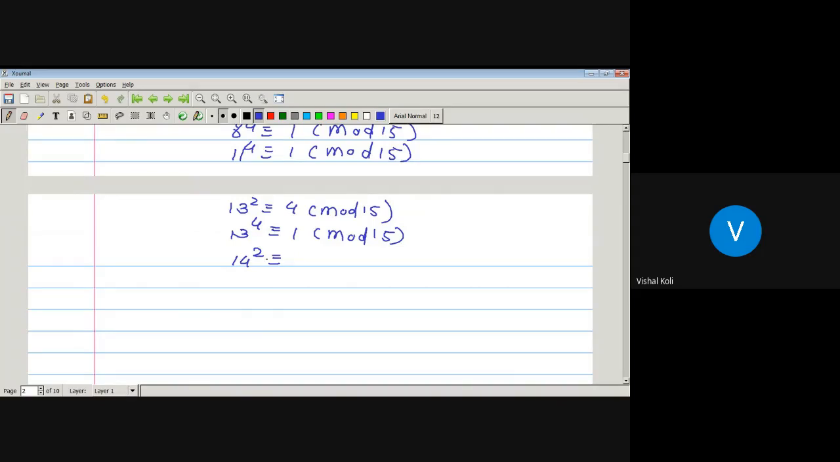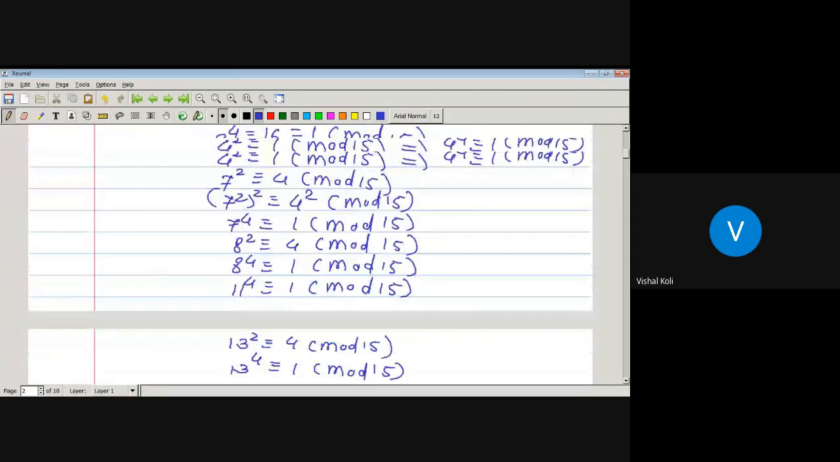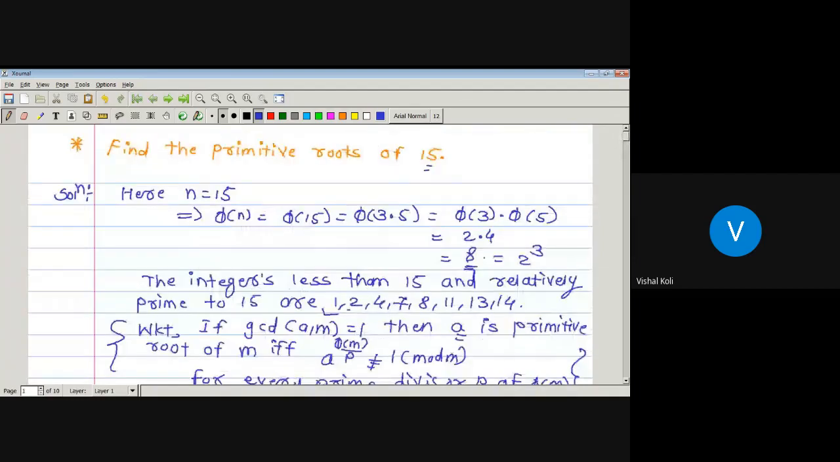Sorry, 14 modulo 15 is nothing but minus 1 modulo 15, which implies 14 squared is congruent to 1 modulo 15. 14 squared to the power 2, which is 14 raised to 4, is congruent to minus 1 to the power 4 modulo 15, which is nothing but 14 raised to 4 is congruent to 1 modulo 15. Again, as 14 raised to 4 is congruent to 1 modulo 15, then 14 is also not a primitive root of 15.